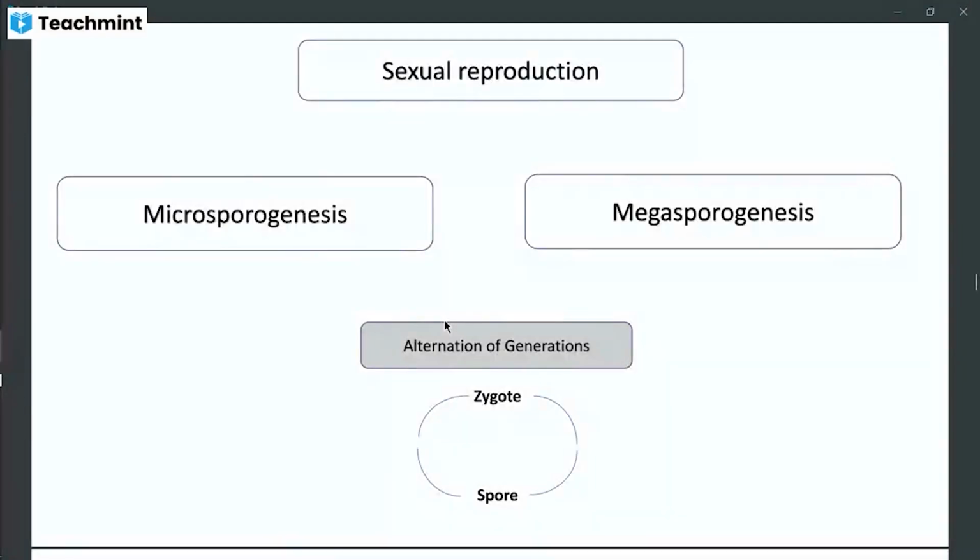So today we will be covering the sexual reproduction part. Yesterday we just gave an introduction to asexual reproduction in plants, and now today we will be seeing sexual reproduction. We all know that sexual reproduction happens only when the gametes get fused, which leads to the formation of an embryo, and that embryo will develop into a sporophyte.